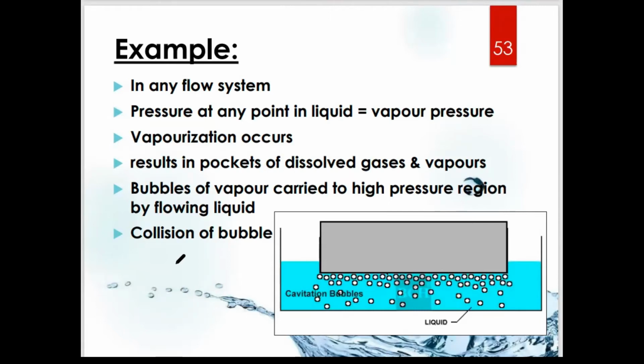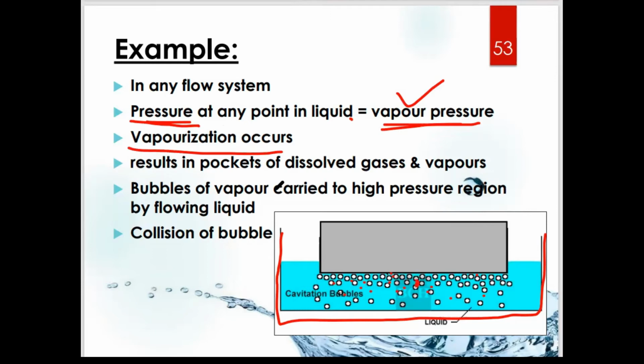For example, here we'll consider how the vaporization occurs. As you see in the figure, we'll consider a flow system. The pressure at any point in a liquid is equal to the vapor pressure. If you consider any point, the pressure at that point is the vapor pressure. And if the pressure is equal to the vapor pressure, then vaporization will occur. That vaporization results in packets of dissolved gases and vapors. Once vaporization occurs, it will generate packets of dissolved gases or vapors. These are the vapors you are seeing, like bubbles.